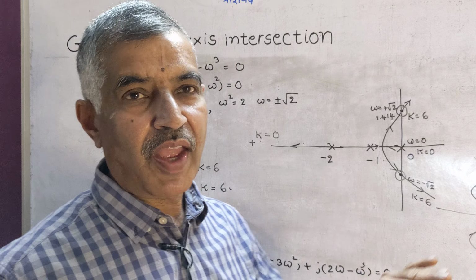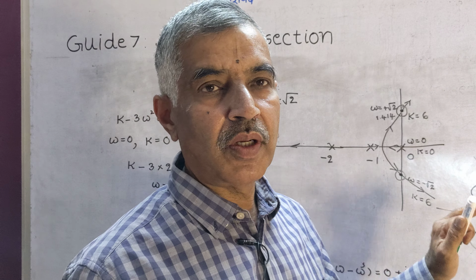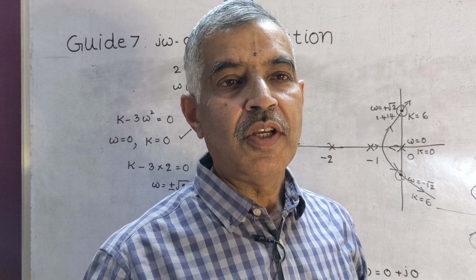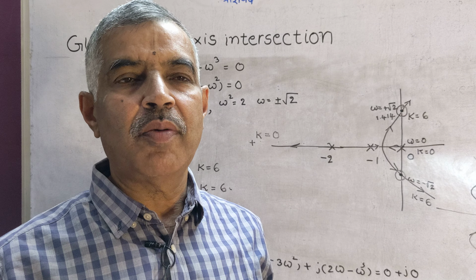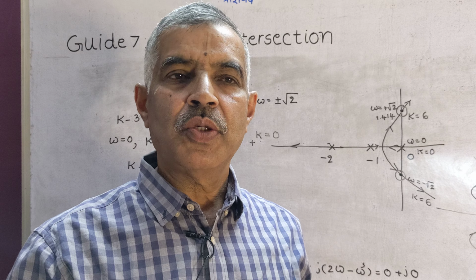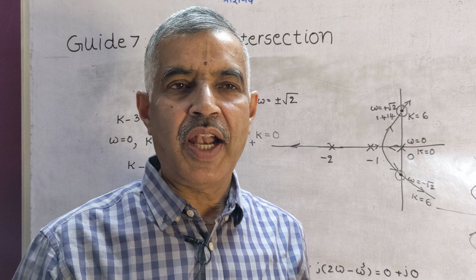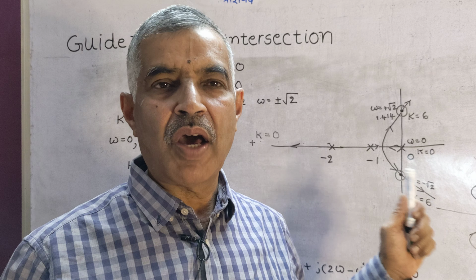So, I am going through guidelines. Therefore, you have to be very thorough with this rule, that is, the j omega axis intersection. So form the characteristic equation, substitute s equal to j omega, then separate real part and imaginary part. Equate real part as well as imaginary part to 0 and find the omega value as well as the k value, that is the marginal value.